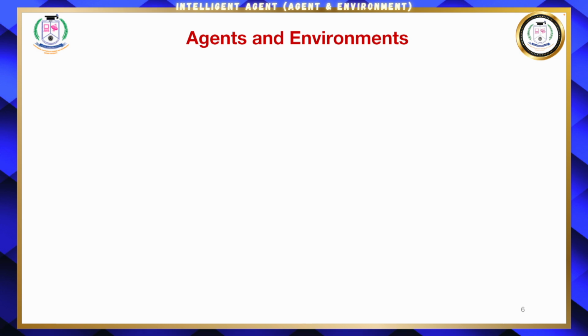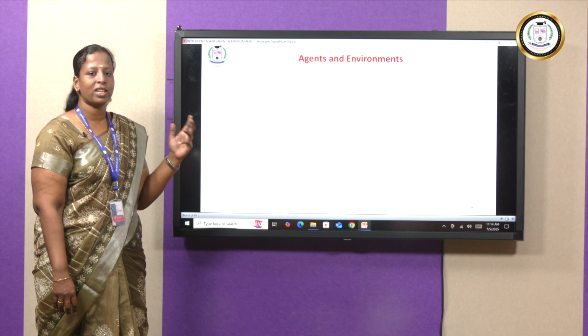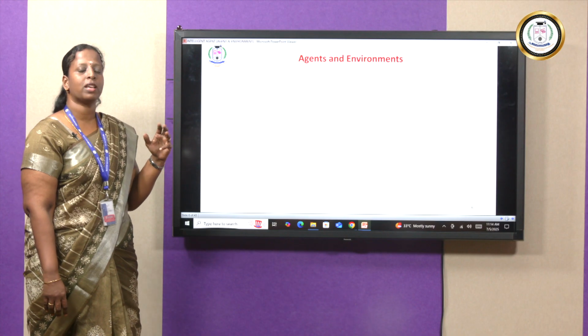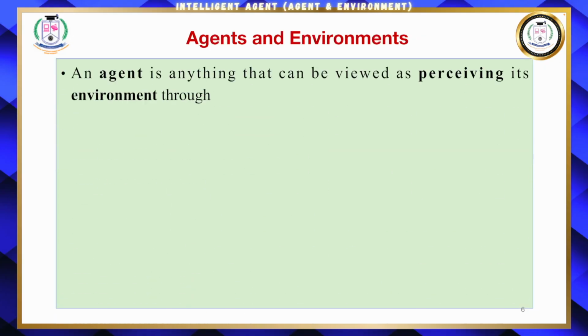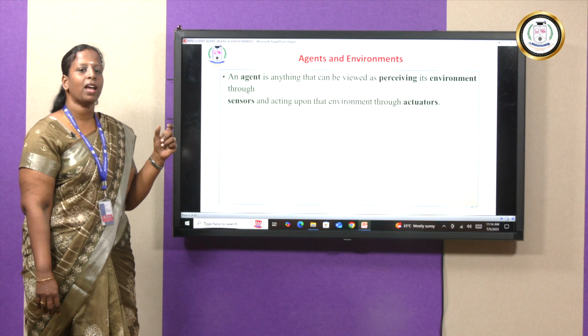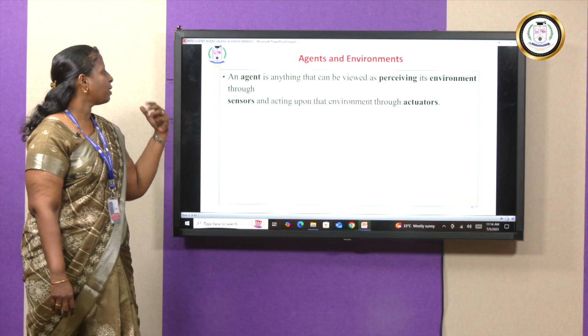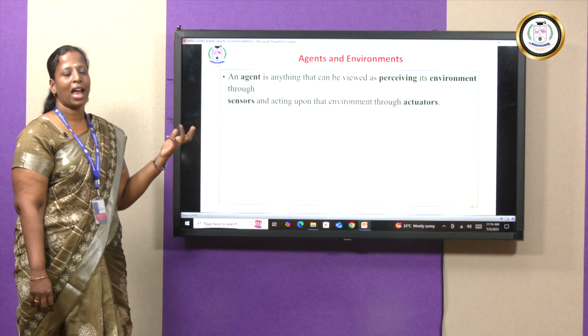Next we will see about agent and environment. First we'll see the definition of what is an agent, then we'll move on to what is an environment. An agent is anything which can be viewed as perceiving its environment by means of sensors, and it can act by means of actuators. So an agent is one where we get an input by means of sensors, and it acts by means of actuators.